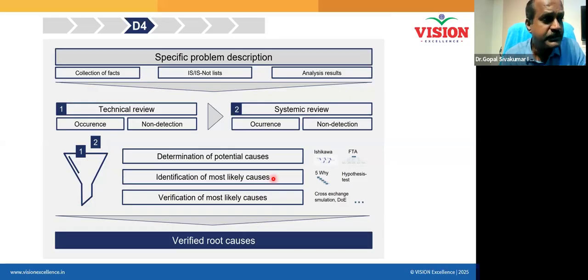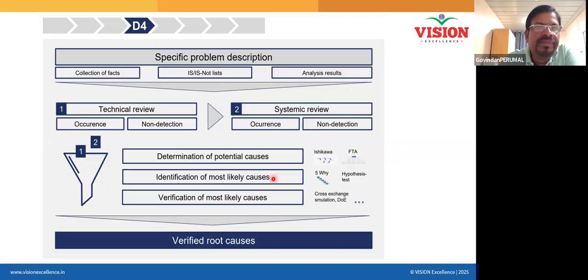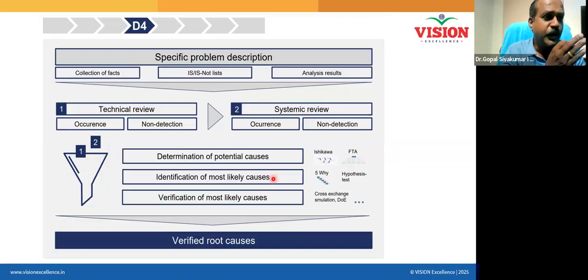If my data says the factor is a root cause, I will also underline it as root cause. Are you with me? This is the method, right? So now all of you are very clear in moving towards the root cause.